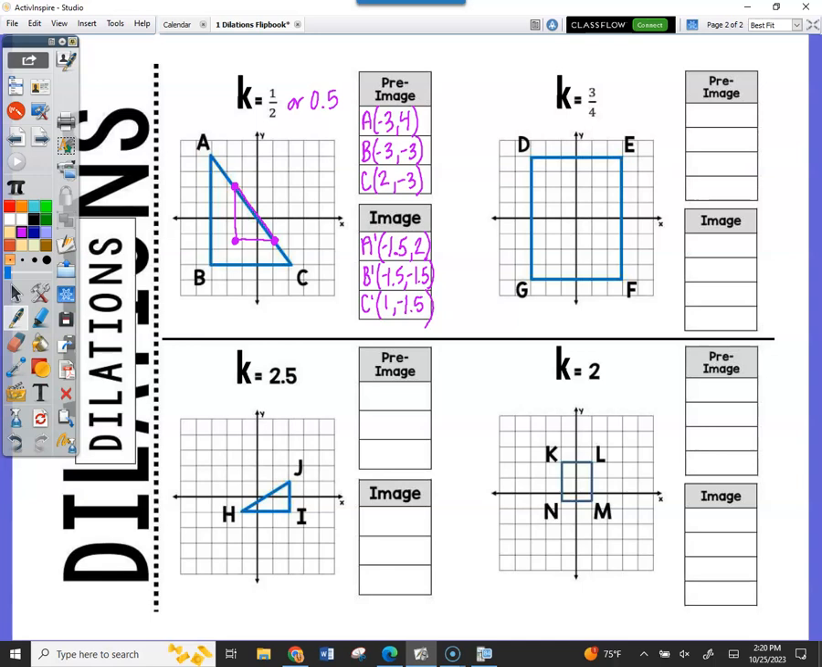0.25 is really hard to plot. So you're just going to go just past. Like for instance, let's say I was going to graph up 2.25. If I go up 1, 2, 0.25, you just kind of put it just a little bit past it.